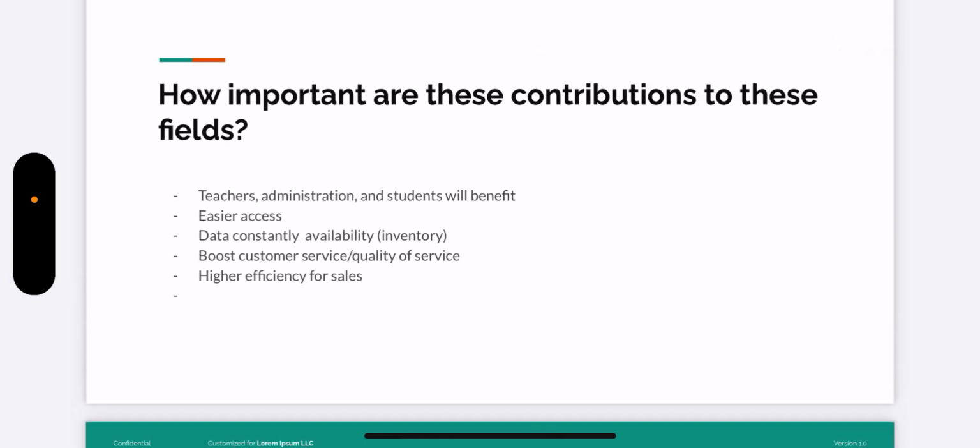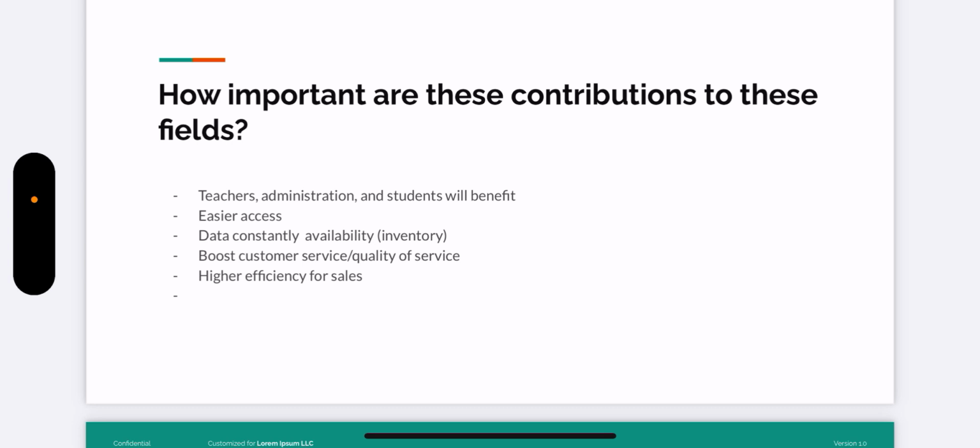How are these contributions to these fields positive, or why do they even matter in the field of study? It's going to benefit teachers, administration, and students. They'll be able to use just one device to get access for all their students. Everyone will be able to communicate on there. It's easier access for everyone.